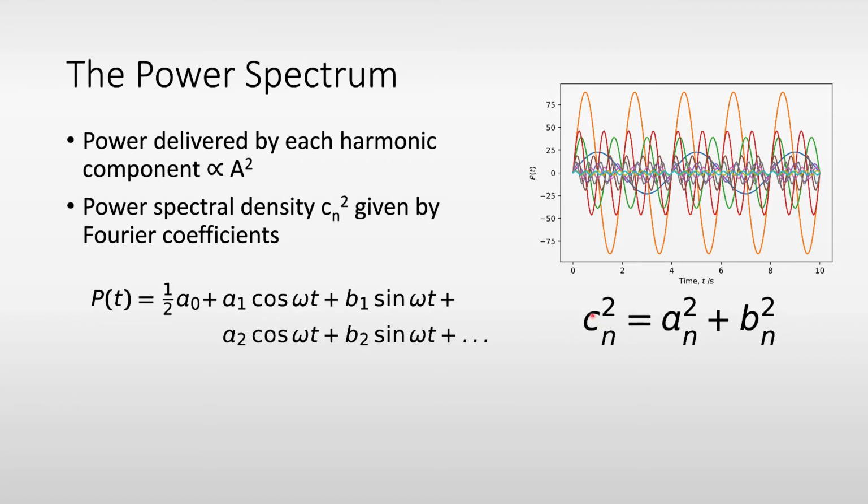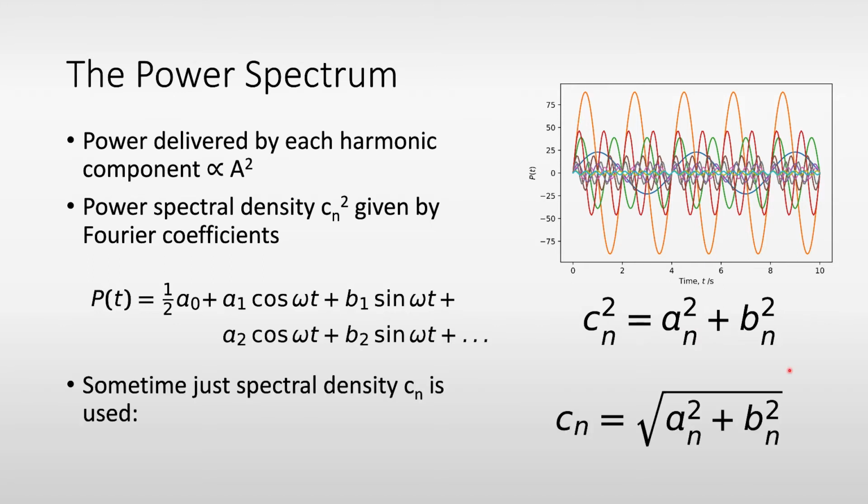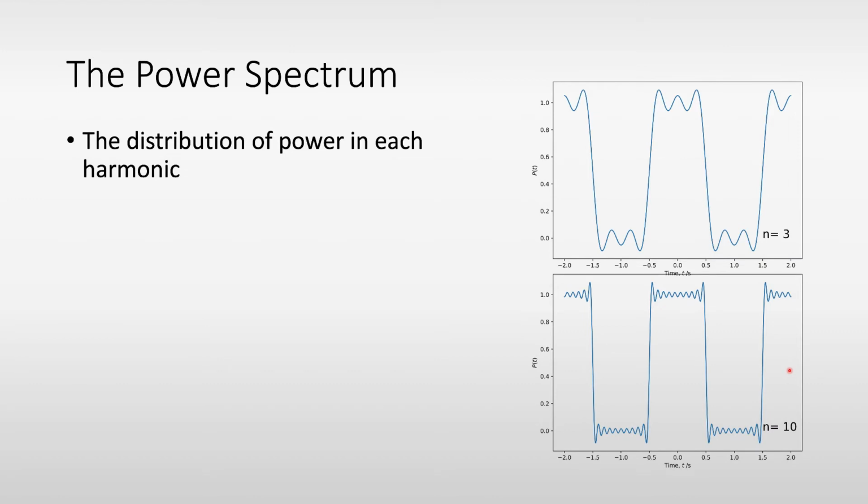So we have the power spectral density C as the sum of the square of each of the Fourier coefficients. Quite often we just use the spectral density C by square rooting the sum of the squares of the Fourier coefficients. And this gives us a way that we can readily compare the contribution from each of the components in that Fourier series. So the power spectrum fundamentally tells us the distribution of power in each harmonic.